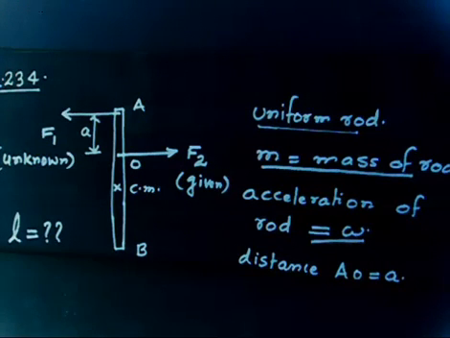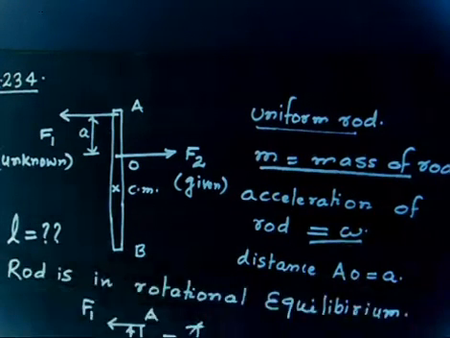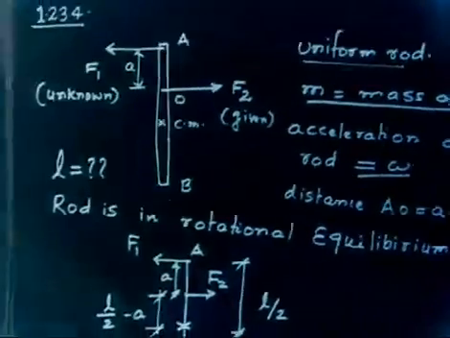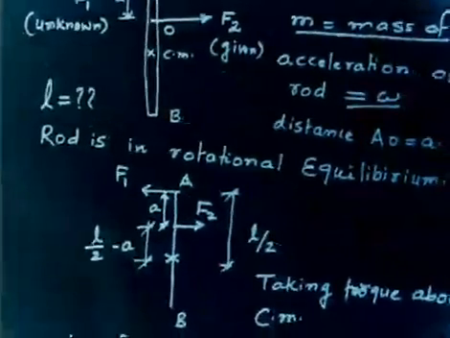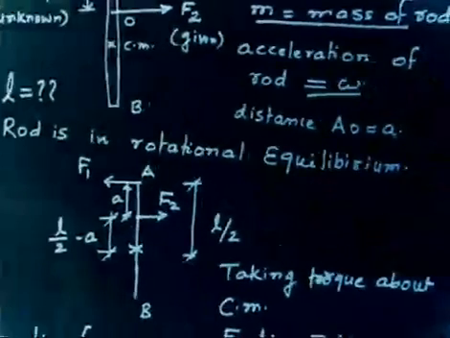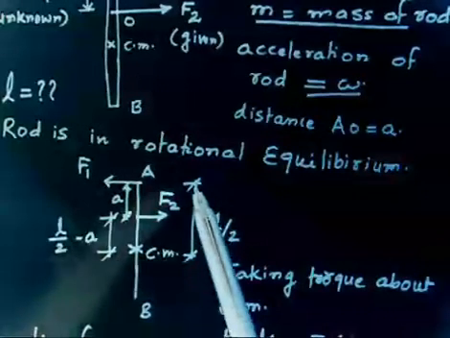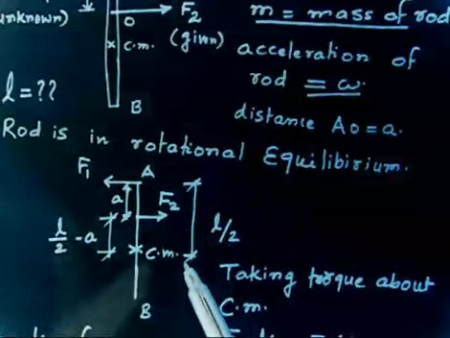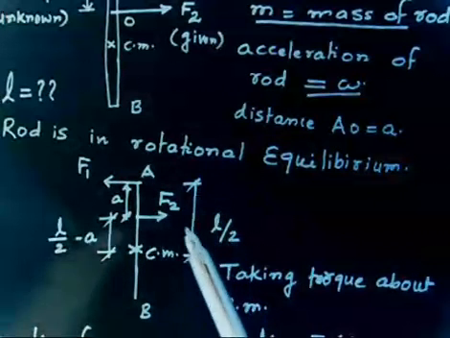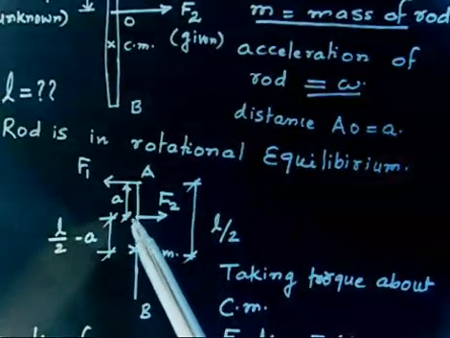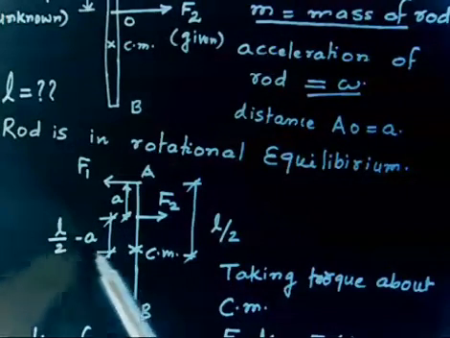Okay, let us discuss the solution. Maybe some of you are able to solve it. Let us make this kind of diagram. This is my center of mass. So this distance is L by 2, if the total length of rod is L. If this distance is A, then this distance is L by 2 minus A.